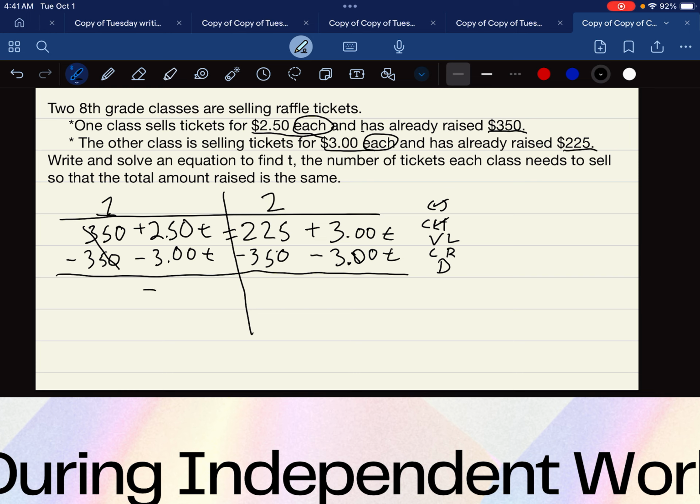Opposite sign subtract, keep the sign of the larger, so we got 50 cents. Opposite sign subtract, keep the sign of the larger, so we got negative 350 minus 225 is negative 75. Now we're ready for variables are left, constants are right. Now we're ready to divide. Divide both sides by negative 50 cents. Okay, these cancel out.